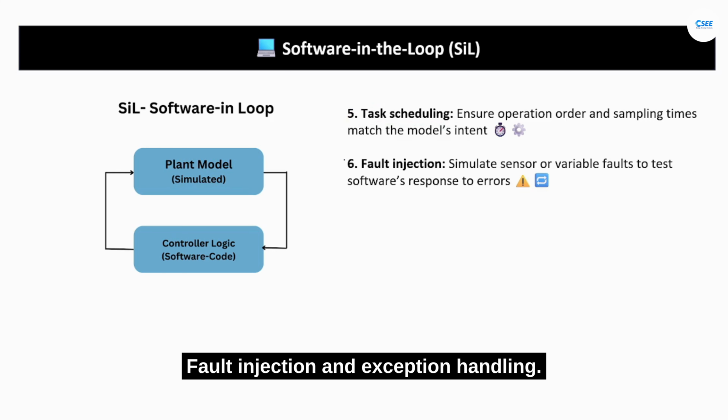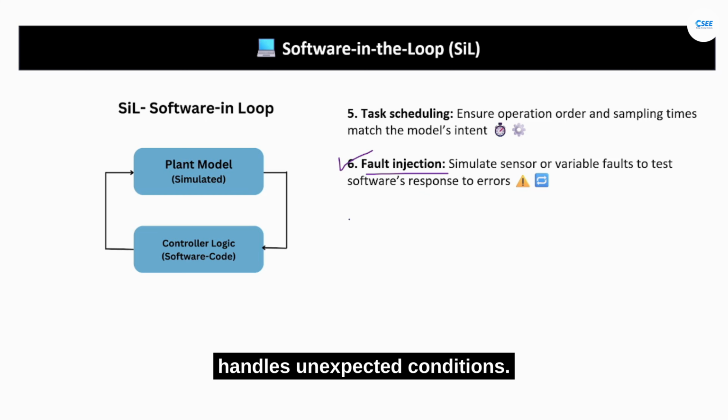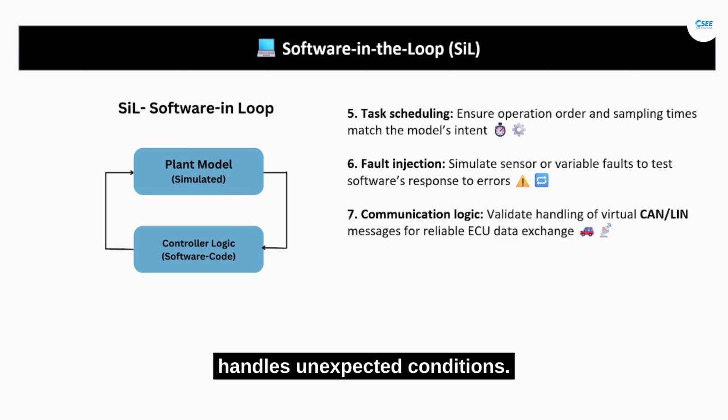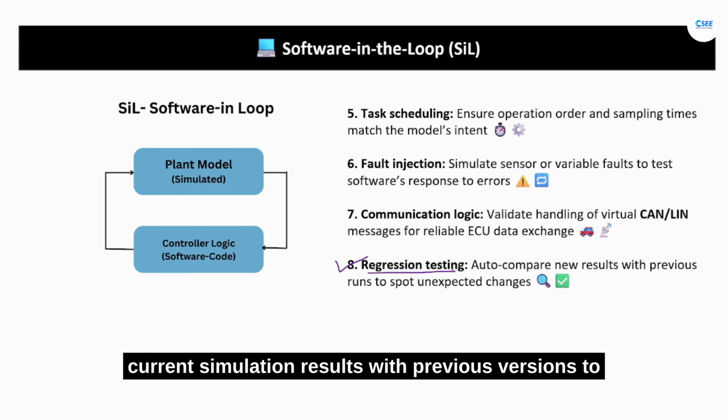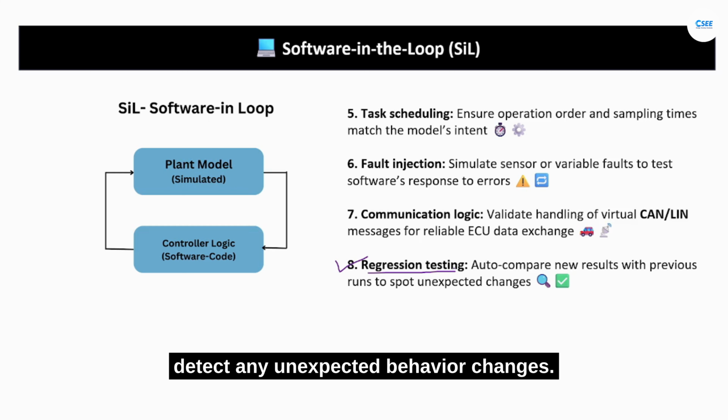Fault injection and exception handling. Introducing simulated faults in sensors or variables to test how the software handles unexpected conditions. Communication logic validation. Testing software's handling of virtual CAN or LIN messages to ensure reliable inter-ECU data exchange. Regression testing. Automatically comparing current simulation results with the previous versions to detect any unexpected behavior changes.